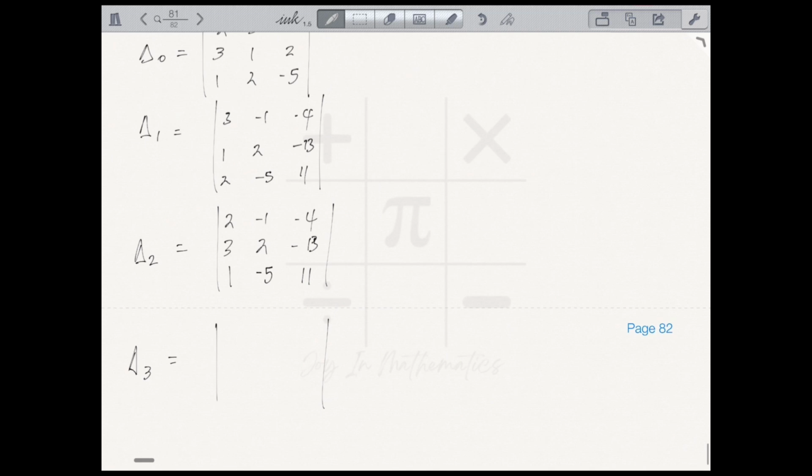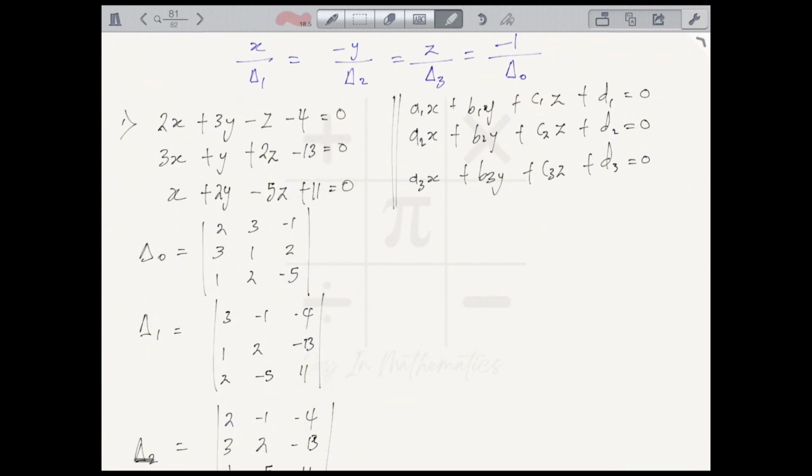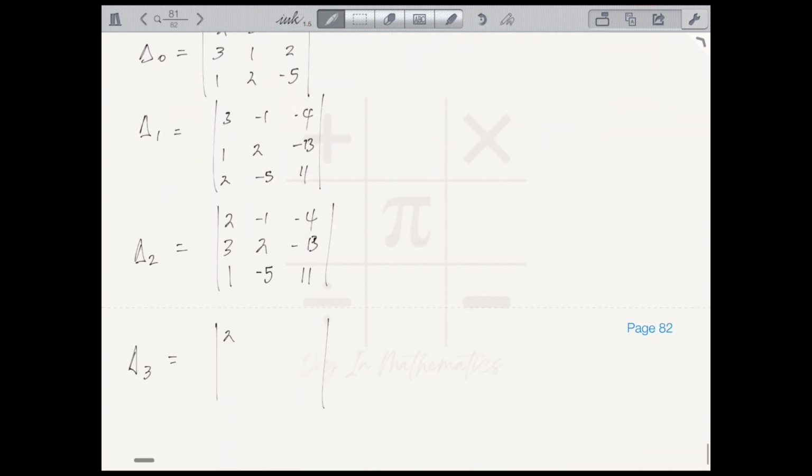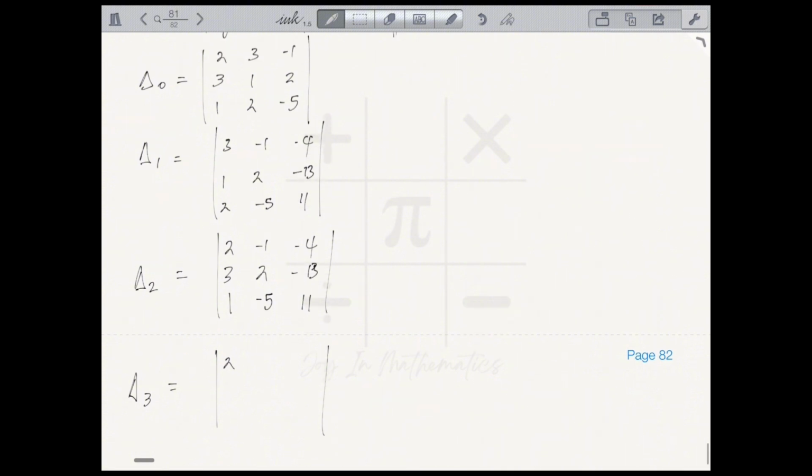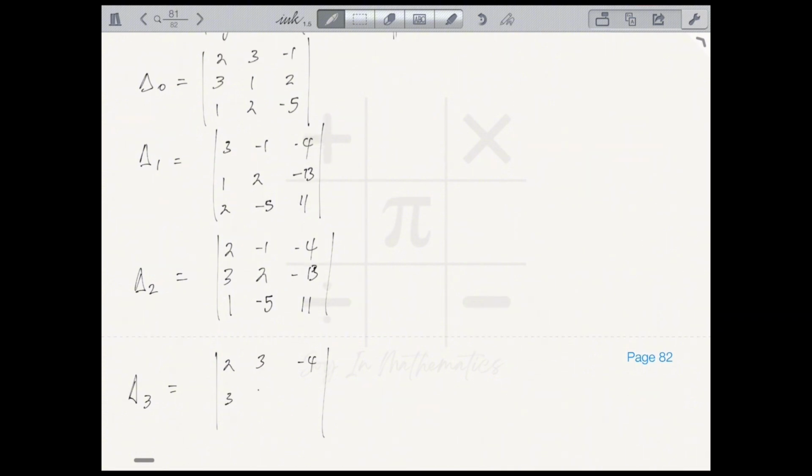Good. Now for delta 3, we are omitting the x coefficient, the z coefficient, sorry. So we are left with 2, 3, minus 4, and the rest. So let's couple that in, and we have 2, 3, okay. So 3, minus 4, 3, 1, and minus 13, and then we arrive at 1, 2, with 11. So we now have delta 0, delta 1, delta 2, and delta 3. All we have to do now is to evaluate the determinant of these.